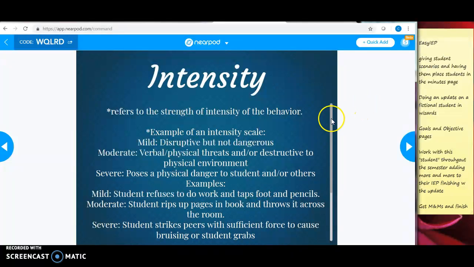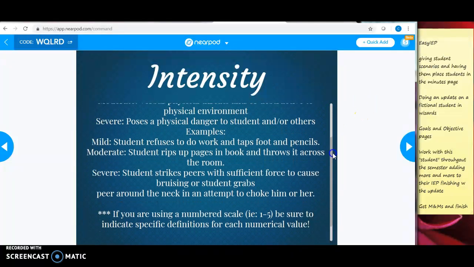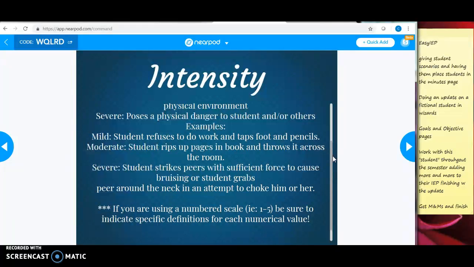So some examples of these mild, moderate, and severe behaviors might be a student refuses to do work and taps their foot and pencils. Moderate might be a student ripping up pages in a book and throwing it across the room. Severe might be the student striking peers with sufficient force to cause bruising, or the student grabs a peer around their neck in an attempt to choke him or her. One important thing to remember about intensity is that if you're using a numbered scale, for example, like 1 to 5, be sure to indicate the specific definitions for each numerical value.